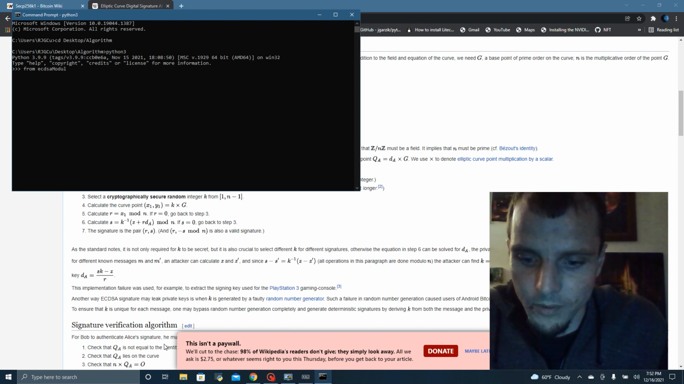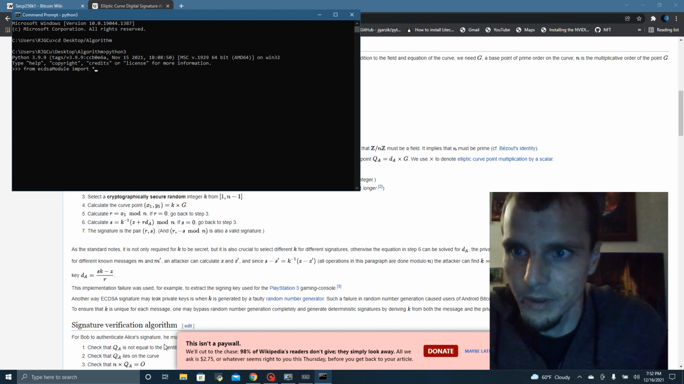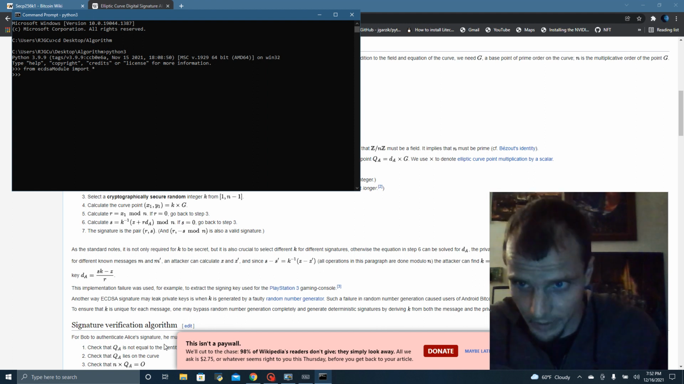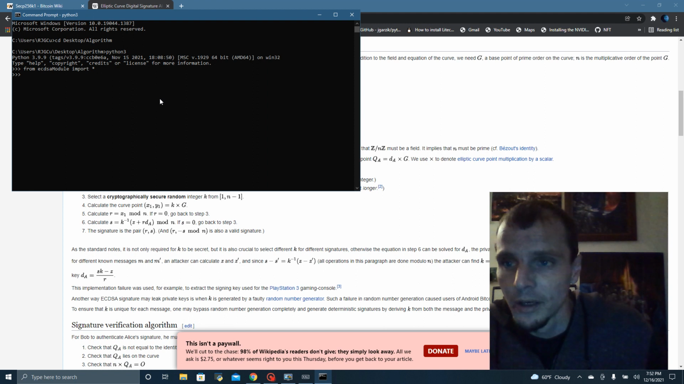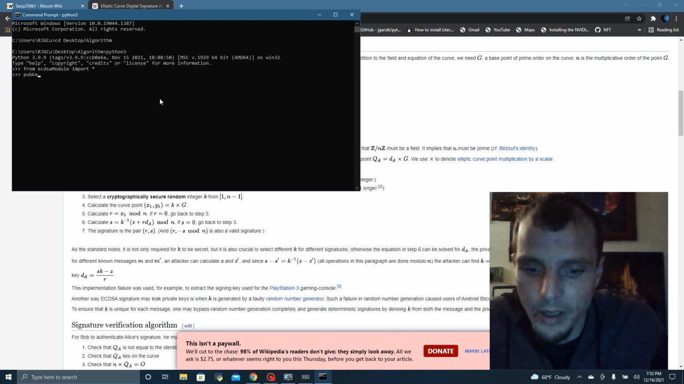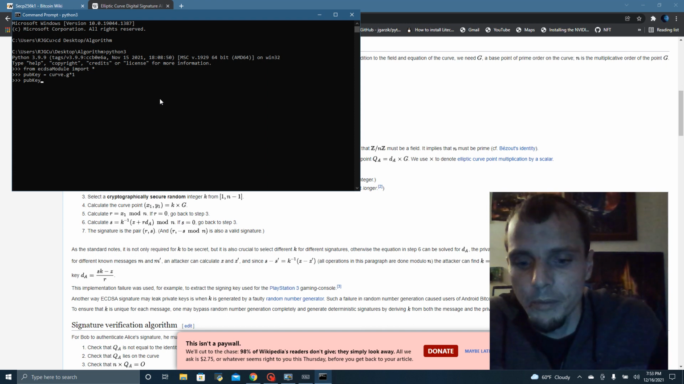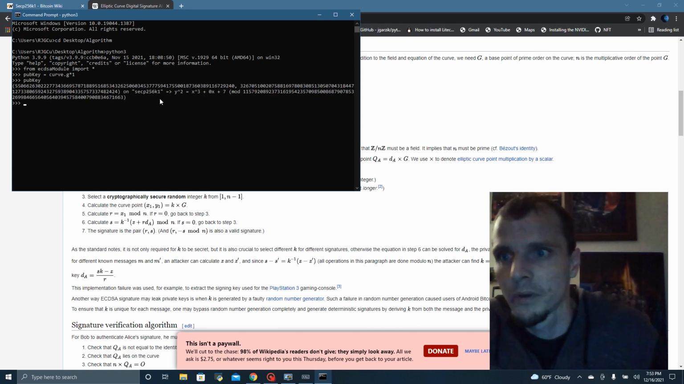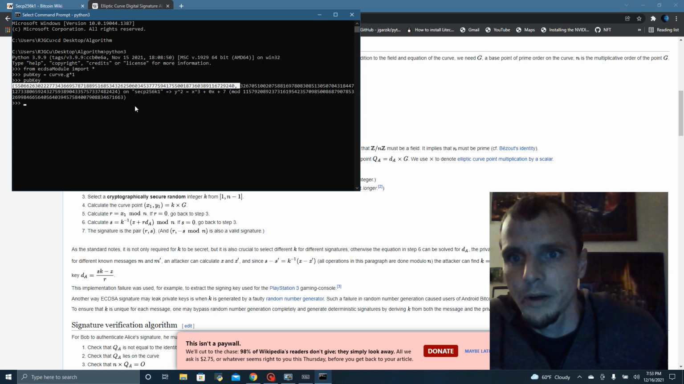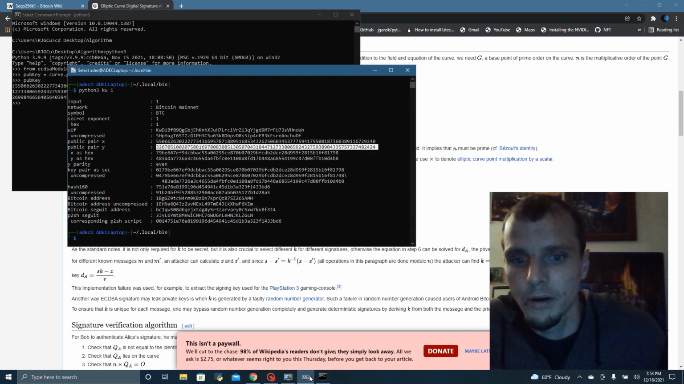We'll import everything from the ECDSA module, and that is the text file that I just showed you guys. And we say pubkey equals curve.g, so generator, times 1. And then we bring up the pubkey. You'll see this one here matches our x and y coordinates here.